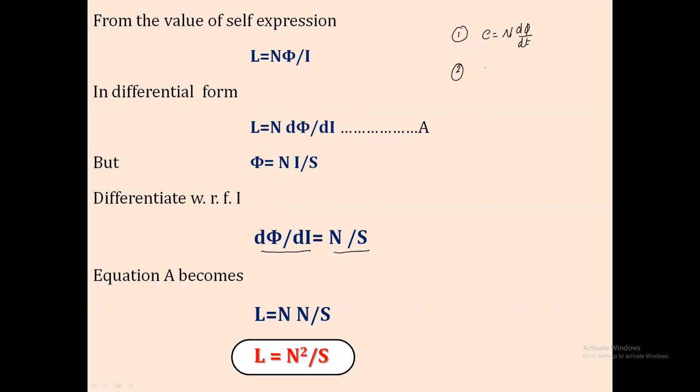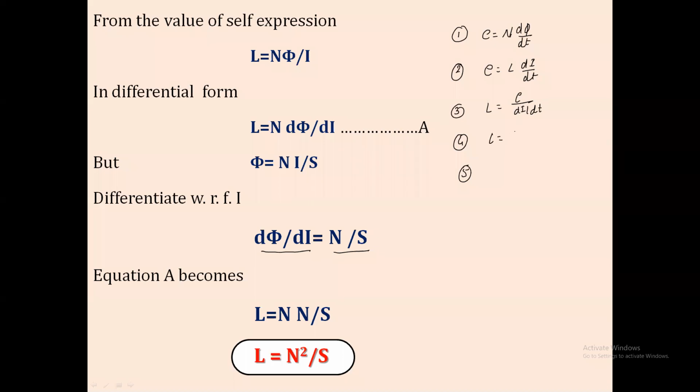Second one, the induced EMF, which is equal to L di by dt. Is it right? Then the third, fourth, and fifth ones are nothing but different forms of self-inductance. So out of that, the first form: L is equal to E upon di by dt. This is the first form.